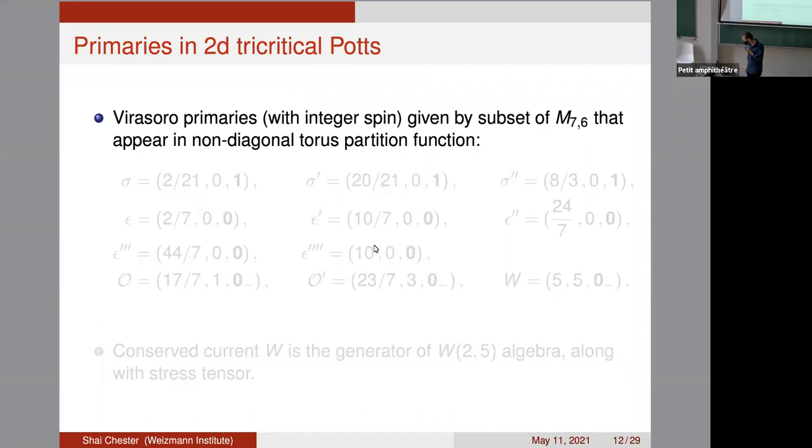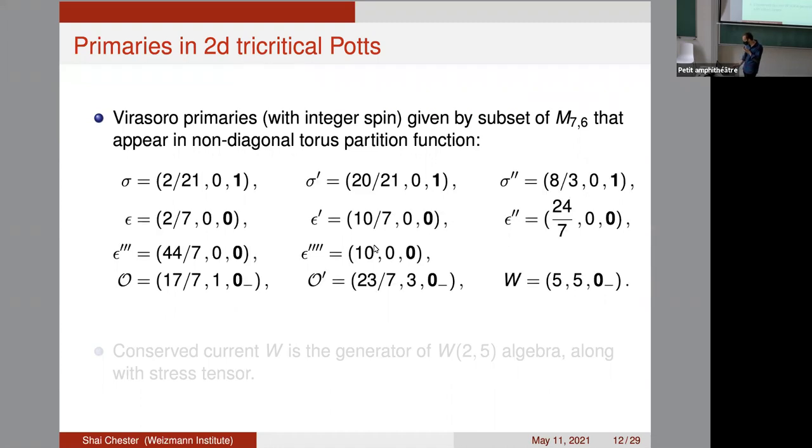For the 2D tricritical Potts, there's a bigger list of Virasoro primaries. Again, we just take this M(7,6) minimal model, and then we demand that it have this non-diagonal torus partition function, which is modular invariant. These are the following operators you find. Just like the Potts model, we have two relevant charged operators, sigma and sigma prime. Now there's an additional charged operator, which is irrelevant because it's above 2D. Now we have two relevant singlets, epsilon and epsilon prime, as well as a whole bunch of irrelevant singlets. That's the important difference, the fact that this epsilon prime is now below 2D.